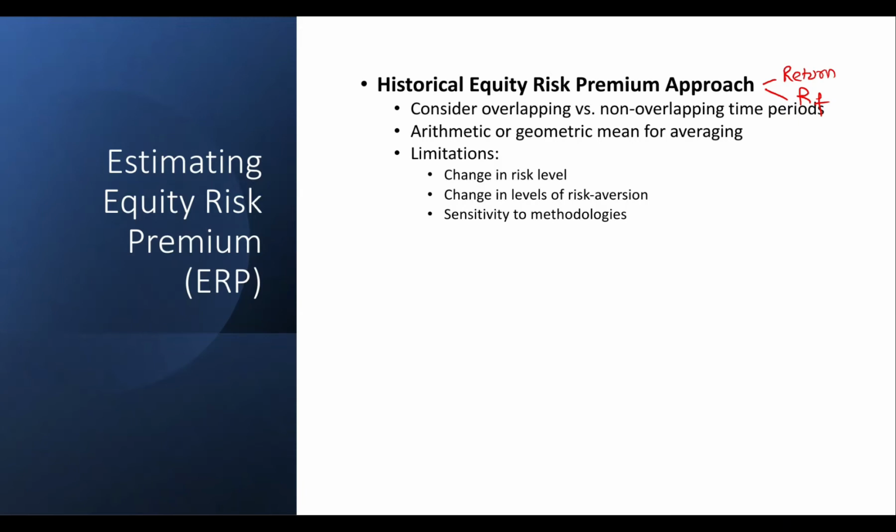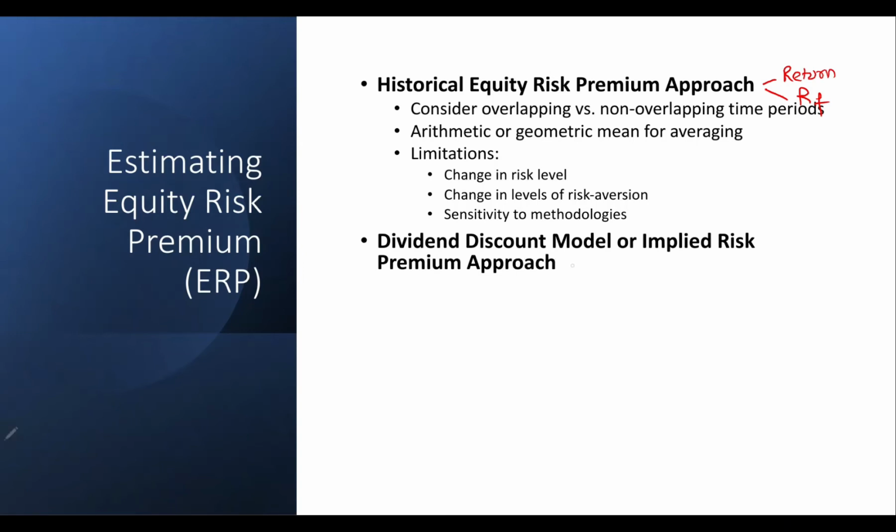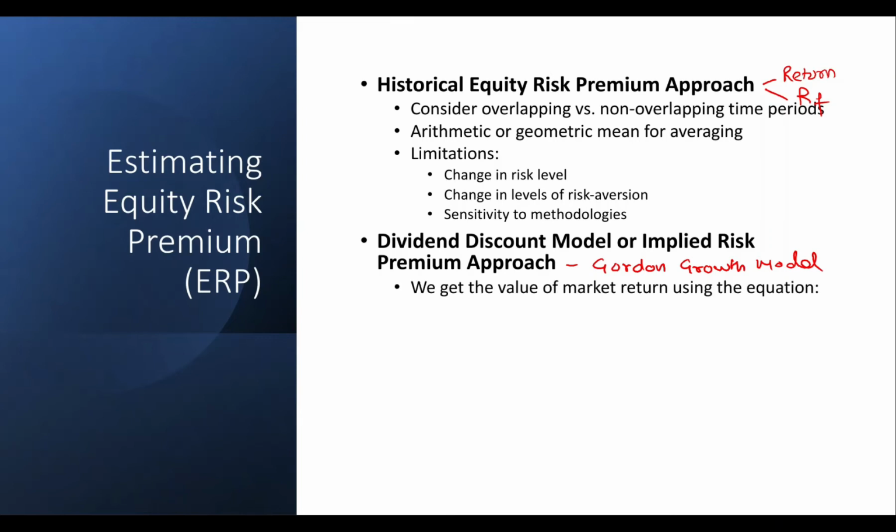Now moving on, the second method of calculating the equity risk premium is the dividend discount model, or the implied risk premium approach. This approach is implemented using the Gordon growth model. As per this approach, the market returns are reflected in the long run trends of growth rates. Now, assuming a constant rate of growth of dividends, this equation shows how the price of a security is calculated. And in this equation, we replace the market values for the stock values because we are trying to find the expected return on the market.